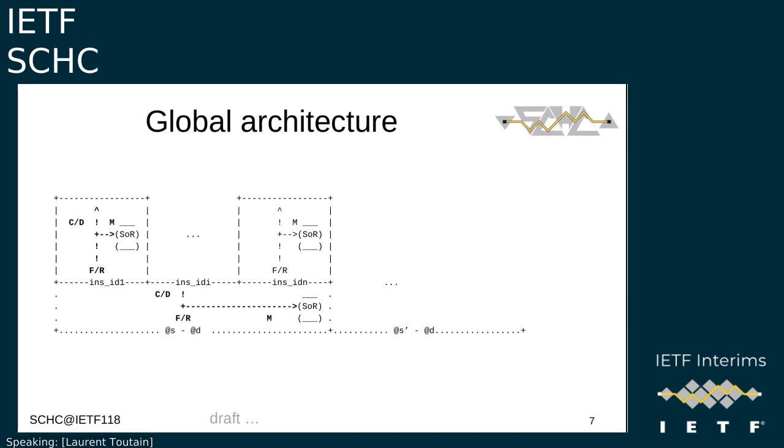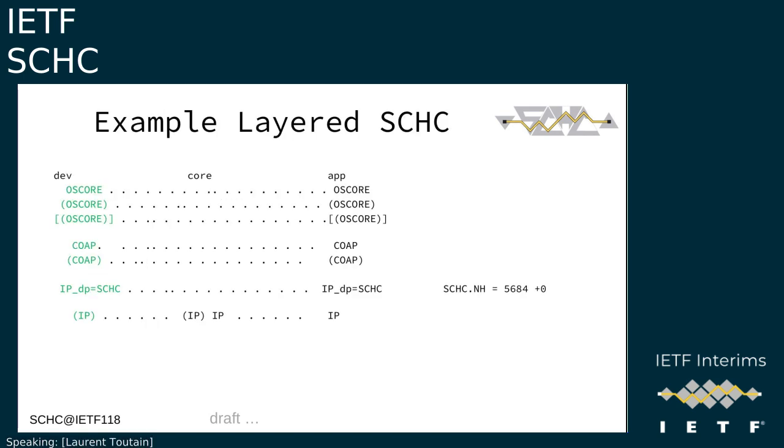So I will not talk about that in this presentation, but I wanted to show an example for the discussion about some layered SCHC where we have different instances of SCHC. From the top we have OSCORE that will be compressed, encrypted, then we put it into CoAP, we compress CoAP, and then we put it into an IP UDP packet that says that we are carrying some SCHC messages. It goes to a core SCHC.